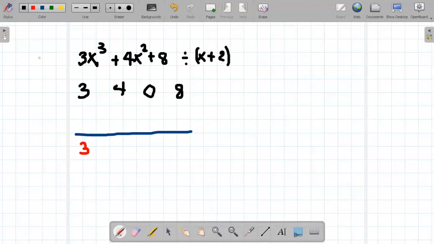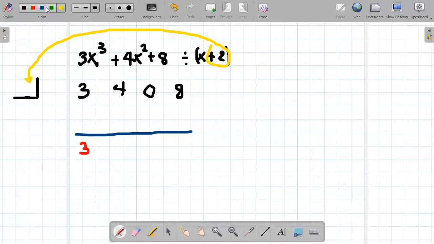Next, our divisor is x plus 2. This is our divisor. So, place the value of your r. r refers to the constant in our divisor. Okay? So, you place the value of r in the upper left corner. In this example, you have x plus 2.